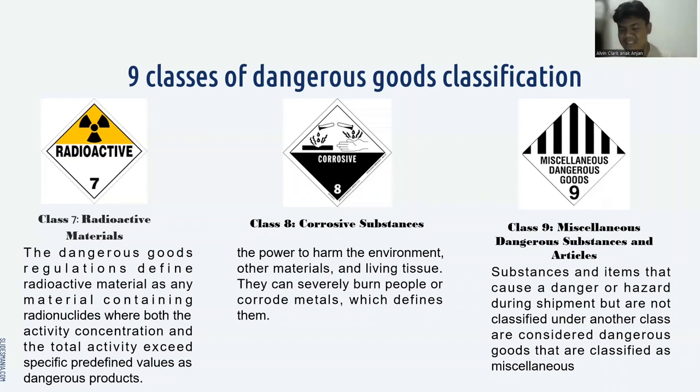Class 9, the last class, is miscellaneous dangerous substances and articles. Substances and items that cause a danger or hazard during shipment, but are not classified under another class, are considered dangerous goods that are classified as miscellaneous.